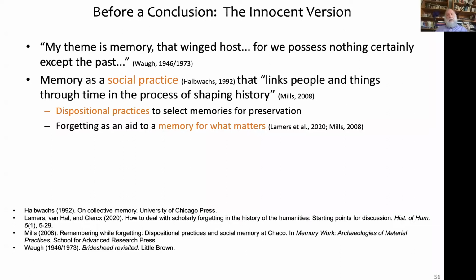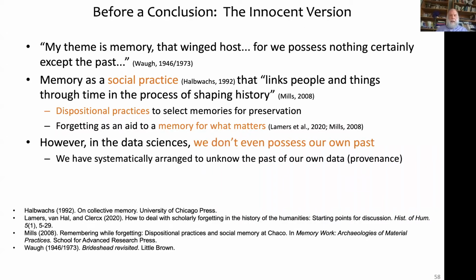And so we can think of this in the data sciences as a kind of memory as a social practice that links people and things through time in the process of shaping history. We have dispositional practices that help us to select those memories that we want to select for preservation. We forget as an aid to memory for what matters. However, in the data sciences, unlike in the Waugh quote, we don't even possess our own past because we don't record it as we change it. We systematically arrange to unknow the past of our own data.